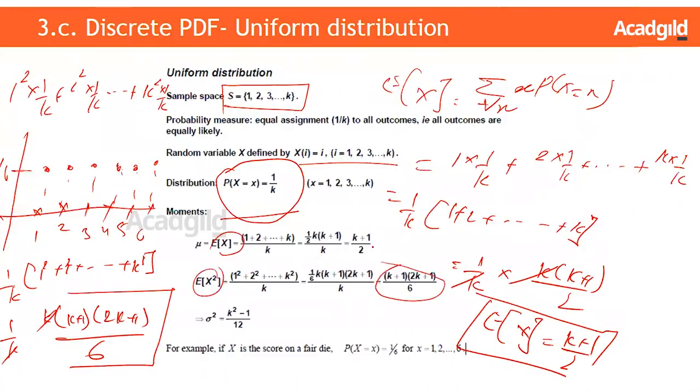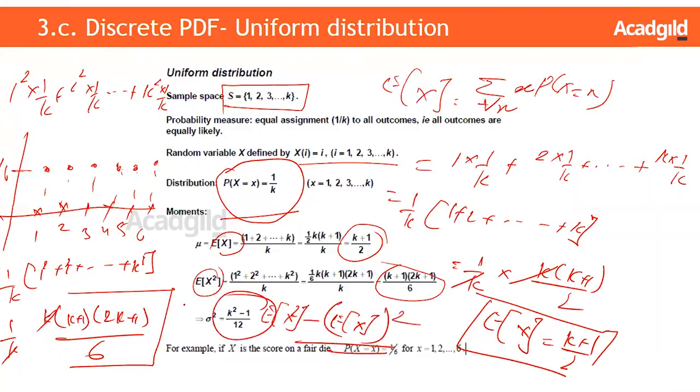Expected value of x is k plus 1 upon 2. How do I get the variance? I calculate expected value of x square minus square of expected value of x, and that gives me the variance as k square minus 1 by 12.